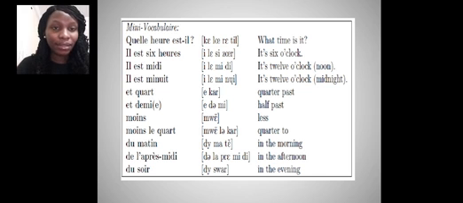Et quart. That's quarter past. You can have quarter past 6, quarter past 7. Then the next one is what? Et demi. Half past. Moins. That's less.